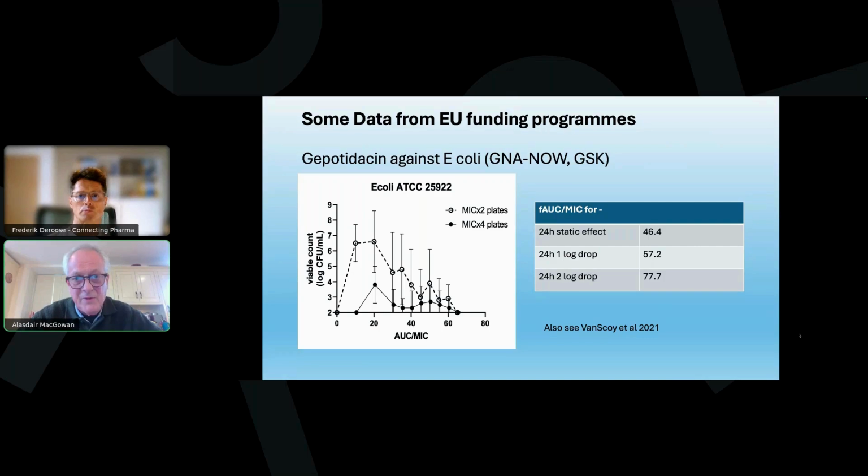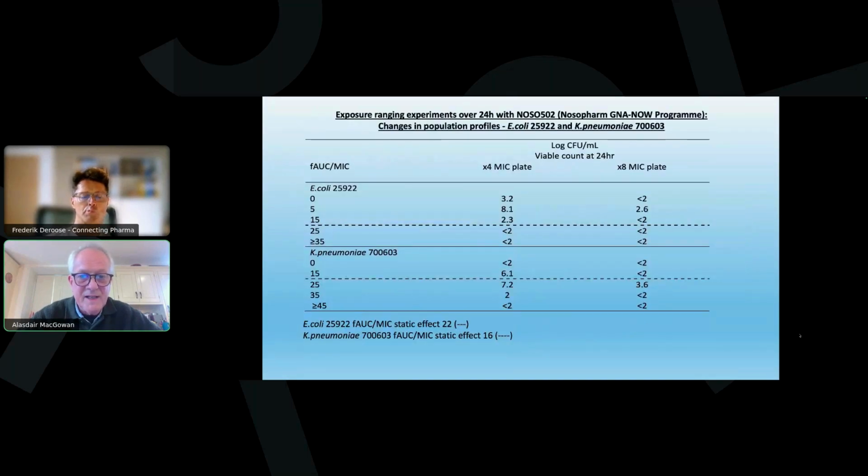This is true on the next slide as well, which is another molecule that we've looked at in GNA now, NOSO-502, which is an antimicrobial peptide. And I'm not showing you the response curve here. I've just put it in as a dotted line, what the static effect is. But again, you can see it's the same phenomenon where the maximum emergence of resistance is occurring around those static effects or just under.